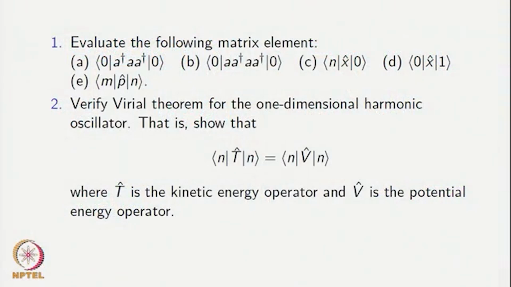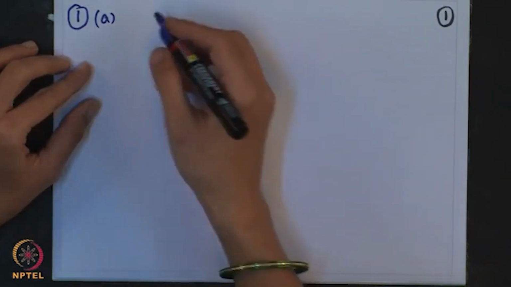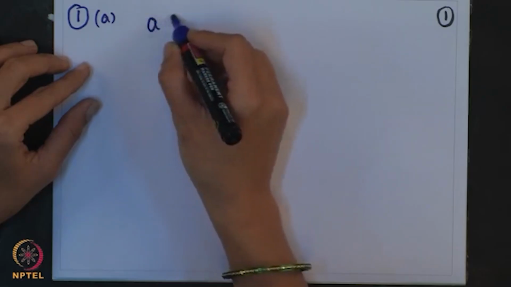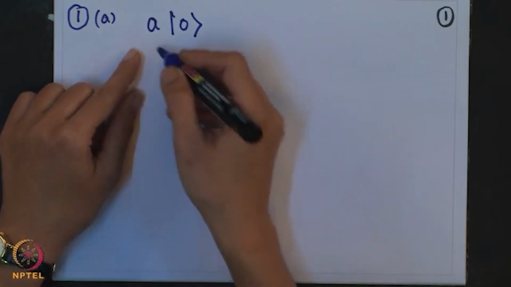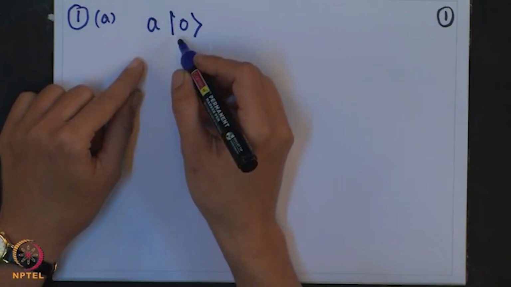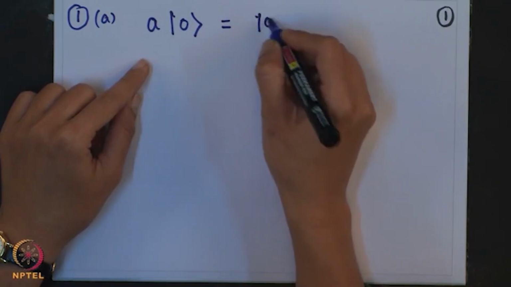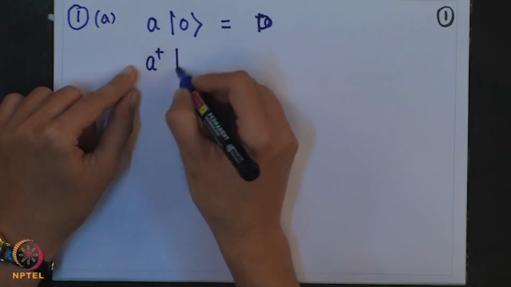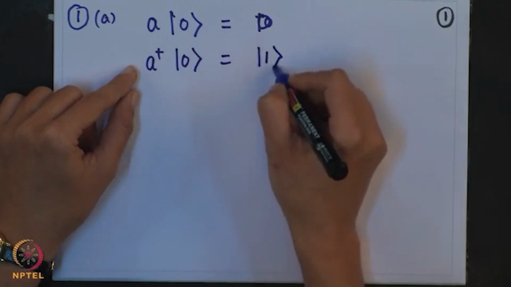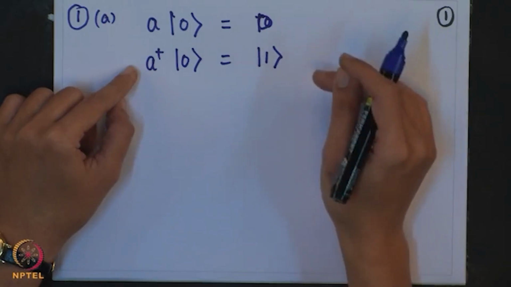Ket 0 is the ground state. Before we go to the A part, we know what you obtain when you operate a creation operator or an annihilation operator on the ground state. When you operate the annihilation operator, you get 0. And when you operate a creation operator on the ground state, it will go to the state 1. This you have to keep in mind while doing the examples.